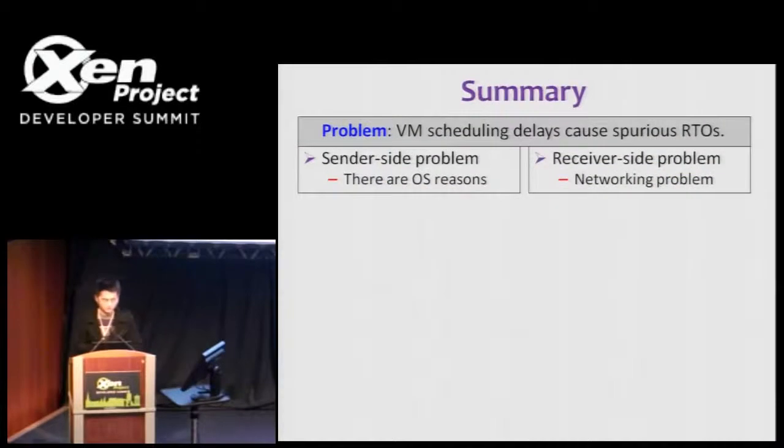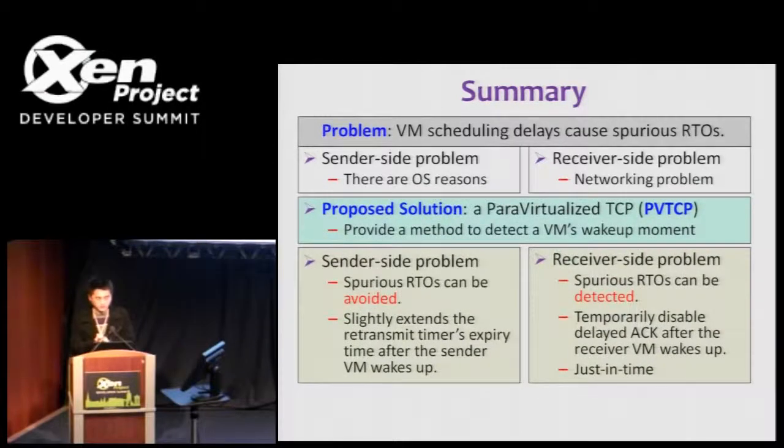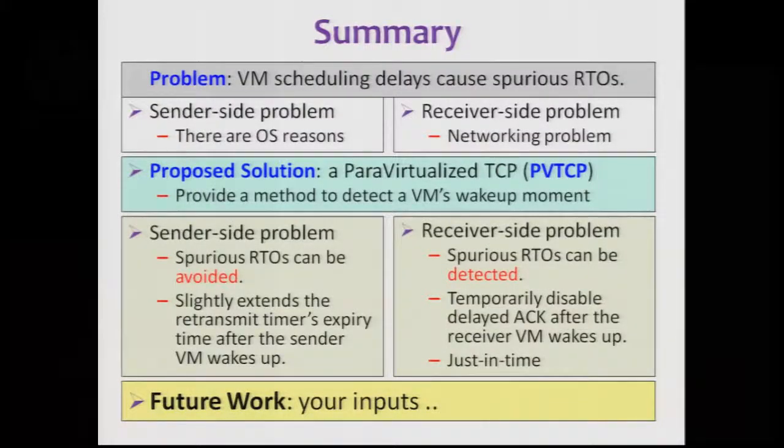Let me summarize my work. The main problem is that VM scheduling delays can cause pseudo congestions to TCP, and the sender side problem and the receiver side problem are very different. To this end, we provide PVTCP, based on a method to detect the VM's wake up moment. For the sender side problem, spurious RTOs can be avoided. For the receiver side problem, spurious RTOs can be detected. And future work, well, I need your input. That's why I come here today.